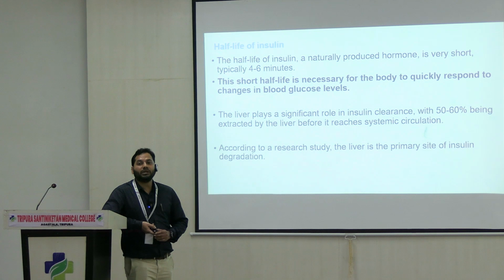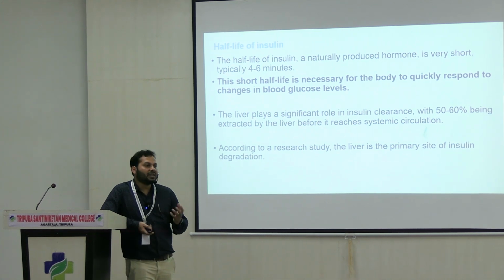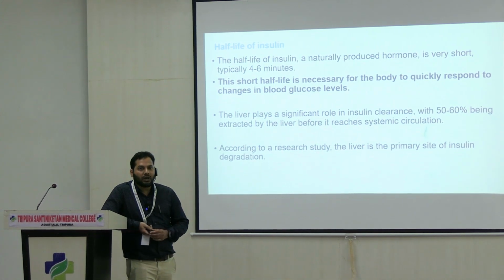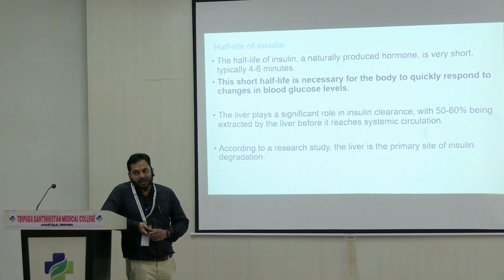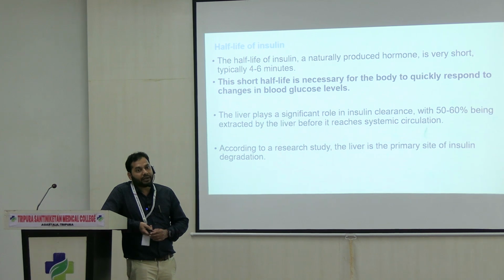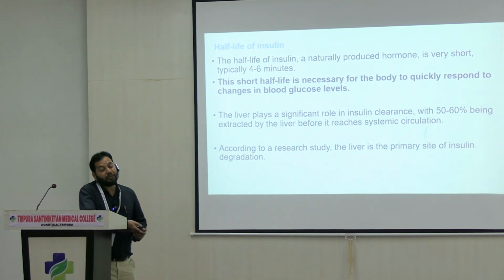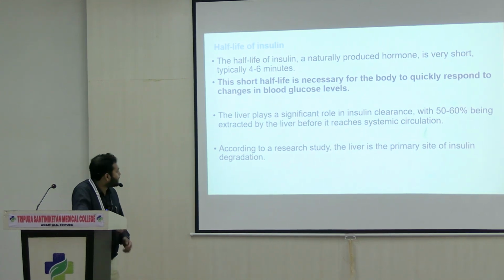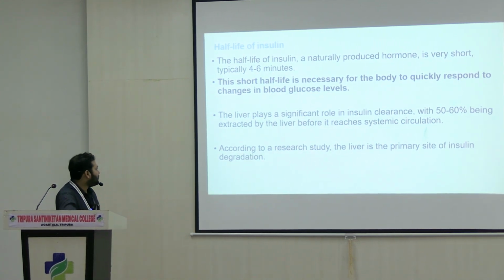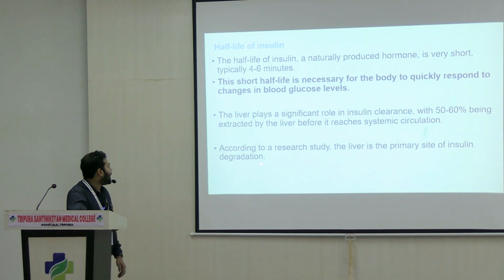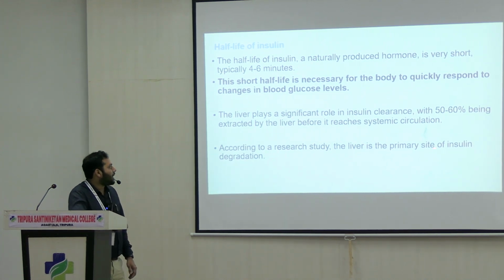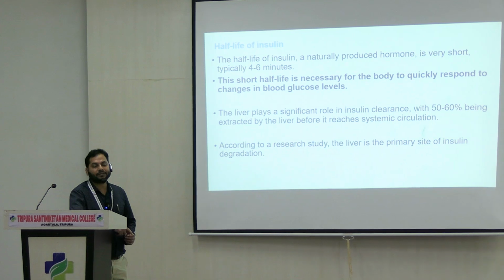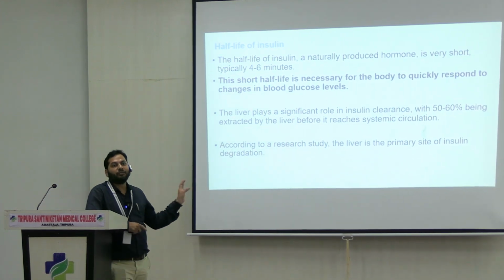It means whatever amount of insulin is present in the circulating blood, it is not 100% of the insulin. Before reaching the circulating blood, these insulin hormones are degraded by some liver enzymes. So that is why the liver is important for clearance. And according to a research study, the liver is the primary site of insulin degradation.